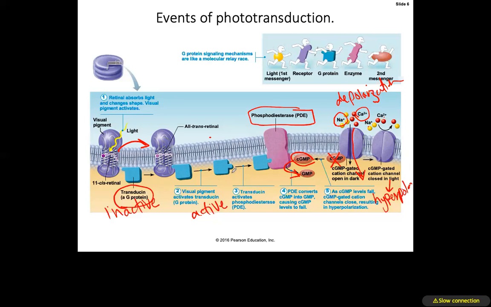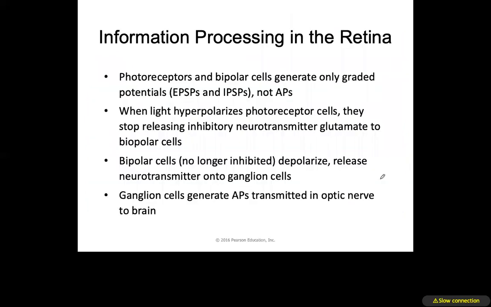Transducin that is active can now go and bind to your PDE. And PDE is going to take the cGMP and convert it to GMP. That causes the protein channels to close, so no sodium and calcium can enter the cell, and that causes the hyperpolarization of my photoreceptors. So why is that important?